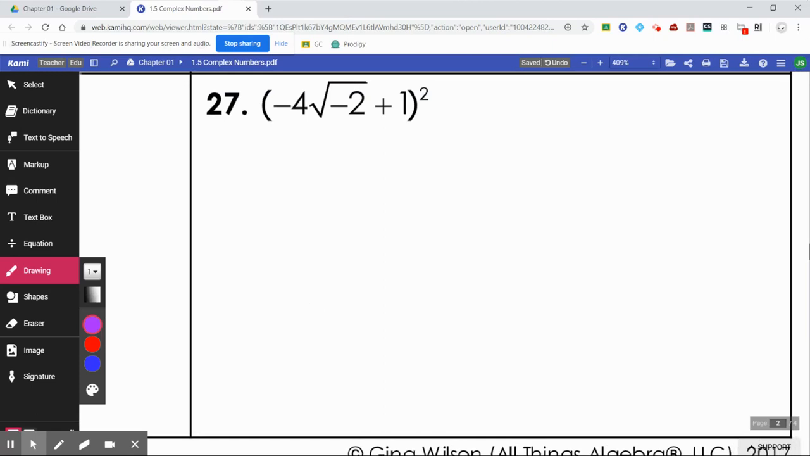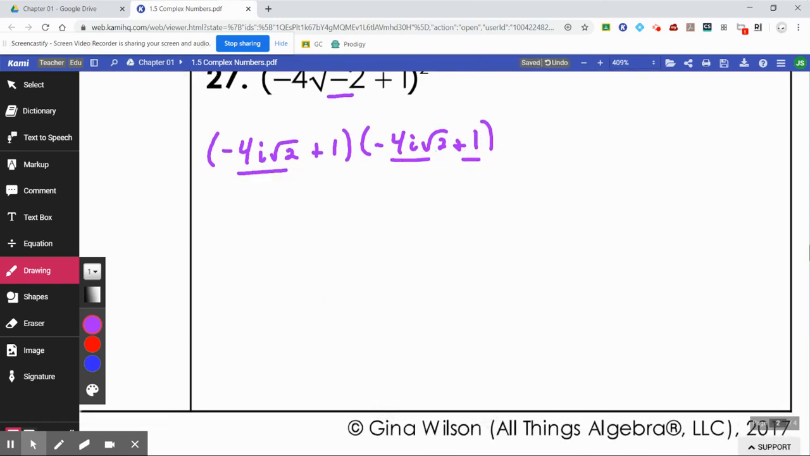And number 27. To square this, and it looks pretty ugly, but to square this, we're going to have to write it twice and multiply it times itself. Let's take care of, as we're writing it down, the square root of negative 2. That's the square root of negative 1 times the square root of 2. So there's what we're going to multiply by itself, negative 4i root 2 plus 1.